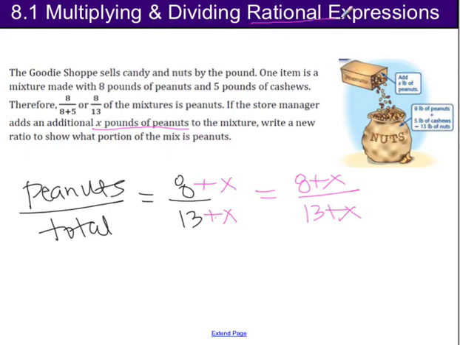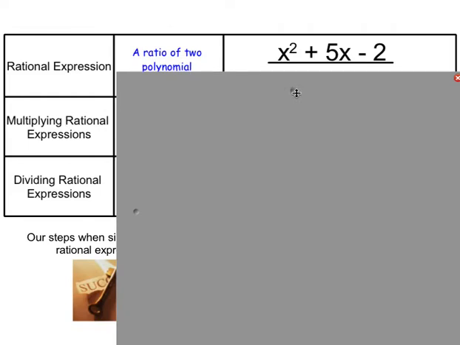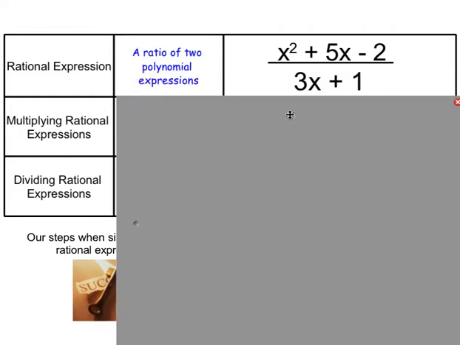Okay, this is what we call a rational expression. A lot of people remember it because it's a ratio, so it looks like a fraction. In order to be a rational expression, you need to have two polynomials, one in the numerator and one in the denominator. So today we're going to look at multiplying and dividing rational expressions.